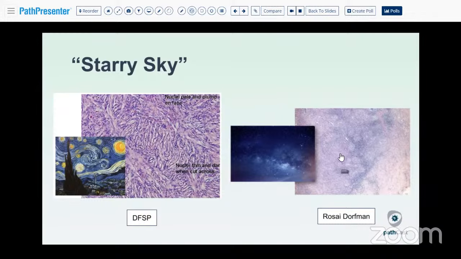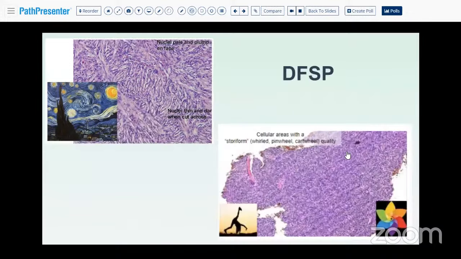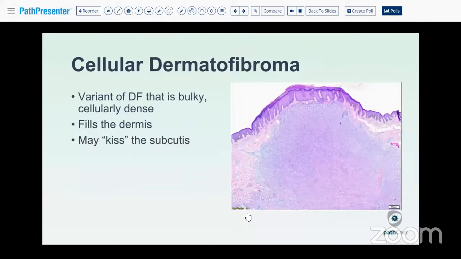So this starry sky versus Rosai-Dorfman is an actual starry sky. It's a dark sky with bright clouds of histiocytes. The storiform pattern can also be akin to a pinwheel pattern or cartwheeling of the fibrohistiocytes. A cellular dermatofibroma is another answer choice.